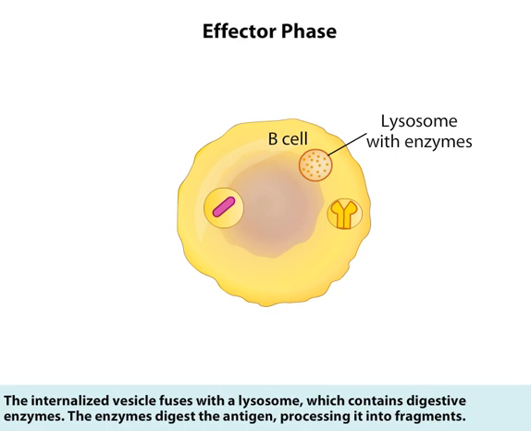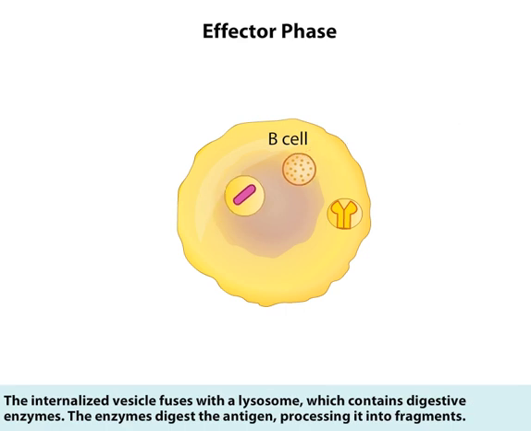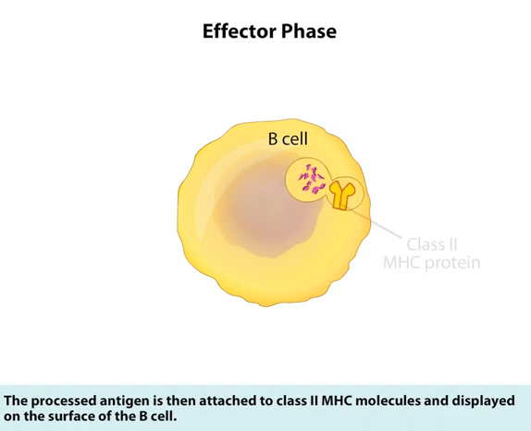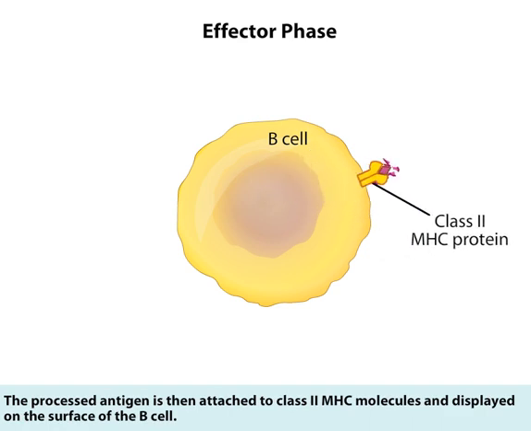The internalized vesicle fuses with a lysosome, which contains digestive enzymes. The enzymes digest the antigen, processing it into fragments. The processed antigen is then attached to class II MHC molecules and displayed on the surface of the B cell.